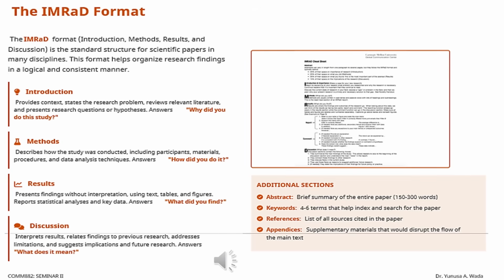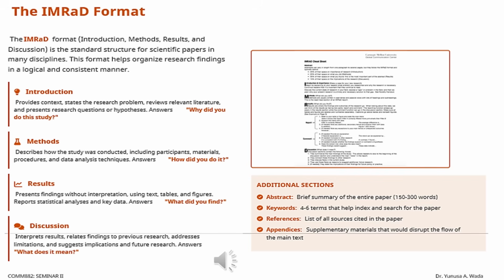So the IMRAD format or structure or framework is a standard format for organizing scientific research papers where each letter in the acronym stands for a specific section, that is introduction, methods, results, and discussion. So this format guides the reader through the research process, explaining the problem, how it was studied, what was found, and the significance of those findings.